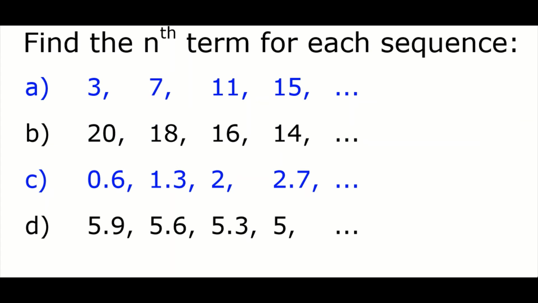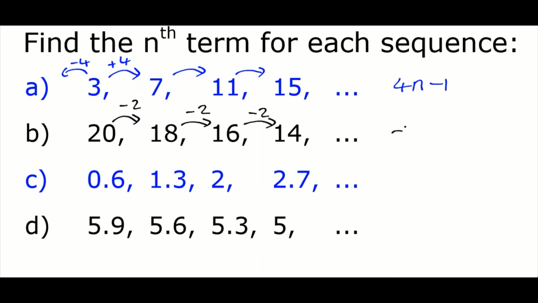Have a go at these. Pause the video. So we've got the first sequence where in each case we are adding 4. So we know the formula starts with 4n, and then if we go back to the 0th term, so if we subtract 4, 3 minus 4 will be minus 1. Same sort of idea here. This time we're subtracting 2 each time, so it will be minus 2n, and then if we go back a term, so do the opposite of minus 2, this time add 2, the 0th term would be 22.